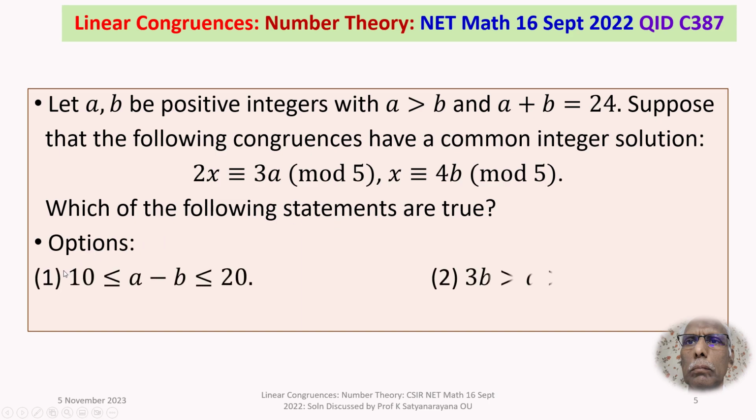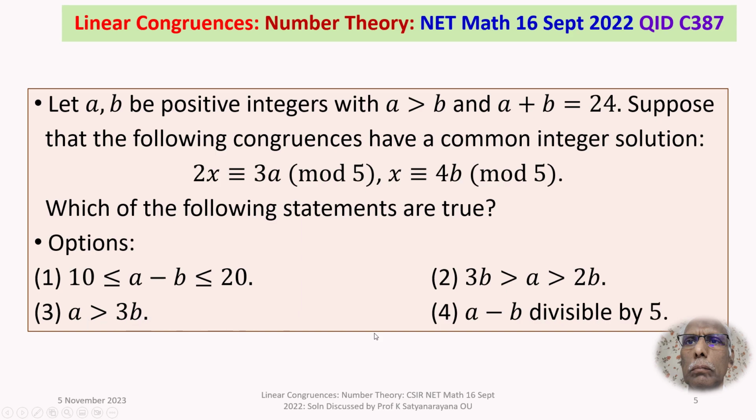Options. Option 1, 10 less than or equal to a minus b less than or equal to 20. Option 2, 3b greater than a greater than 2b. Option 3, a greater than 3b. Option 4, a minus b is divisible by 5.